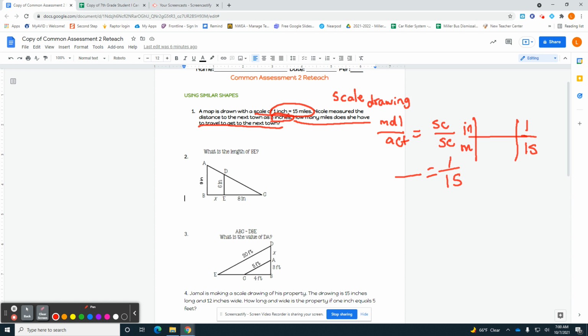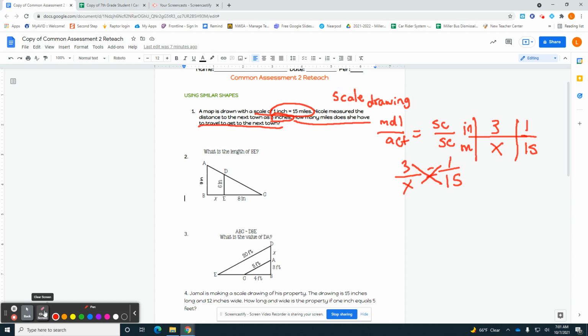This says the next town is 3 inches. So you're solving for X. Remember, you're going to cross multiply. So you're going to multiply 3 times 15 and 1 times X, or X times 1. And then you're going to finish solving that proportion. So solve for X.